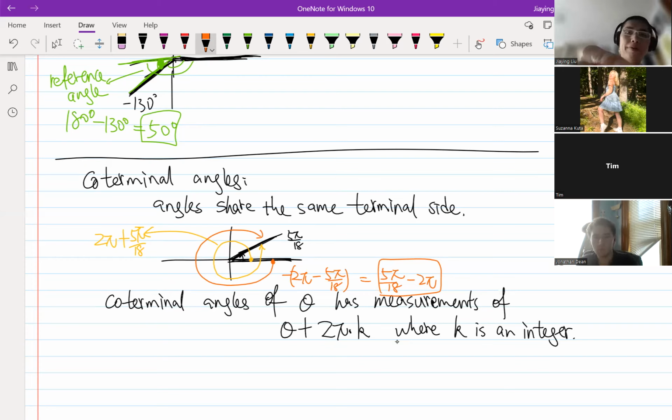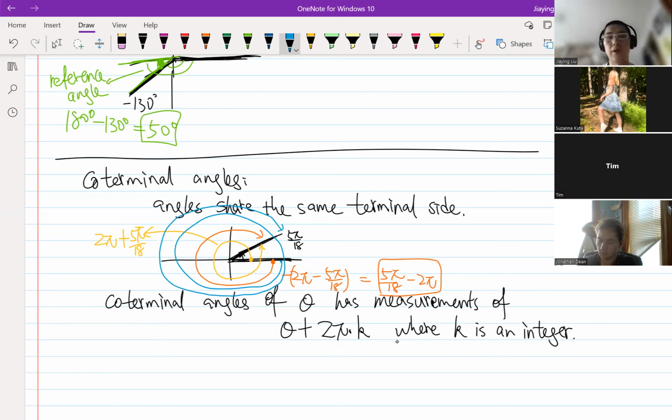Now, if we have that negative angle, but instead of stopping, it just continues after it passes a full circle, and then it comes back to that, right? So again, it's more negative, by an extra negative 2 pi. So that's going to have a value of 5 pi over 18 minus 4 pi. As you can see, it's always going to increase or decrease by multiples of 2 pi, whether it's in the positive direction or the negative direction.